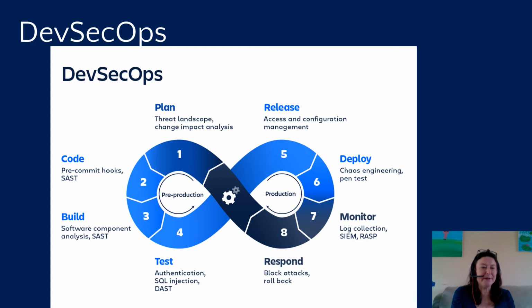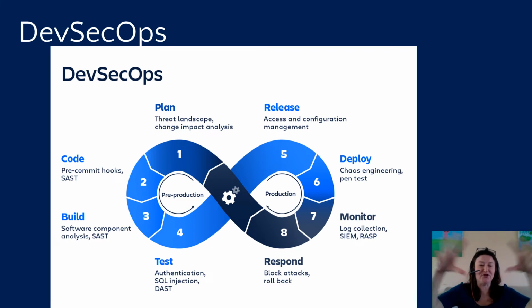Then in build, again, you can have SAST tools doing the same kind of checks. At that point, they can also do component analysis. For example, if you're using a NuGet package that has known vulnerabilities, it will let you know before you put it into another environment, and so on. In the testing part, in your unit tests, for example, you might want to check for security vulnerabilities. You might want to check the authentication works in your integration tests. You might want to check for SQL injection protection in your integration tests.